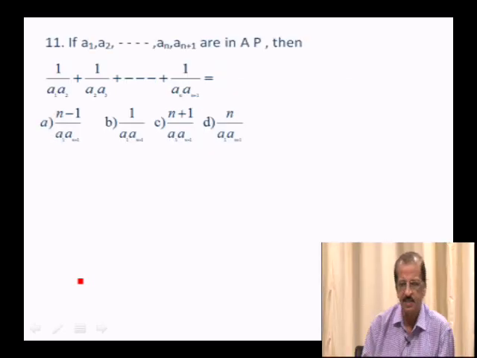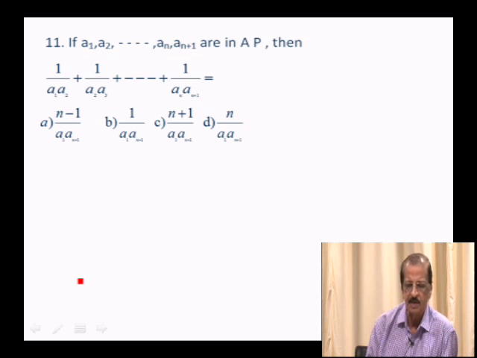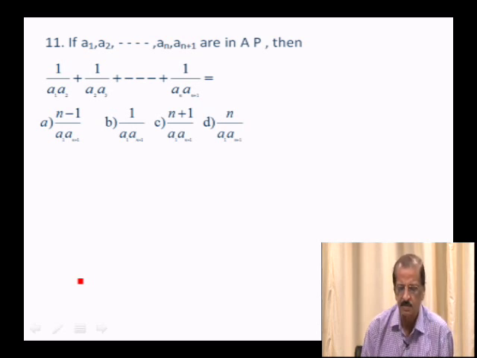So let us go to the next question, 11th one. If a1, a2, ..., an plus 1 are in AP, then 1 over a1 a2 plus 1 over a2 a3 plus ... plus 1 over an an plus 1 is equal to. First option is n minus 1 over a1 into an plus 1. Second option B is 1 over a1 into an plus 1. Third option is n plus 1 over a1 into an plus 1. Fourth option is n over a1 into an plus 1.